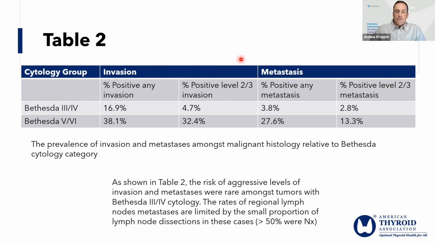For metastases, there was a limitation that most samples did not have dedicated lymph node dissections, and over 50% were designated NX. For Bethesda 5 and 6, as expected, there was a higher proportion of invasion and metastases for any level of invasion or the highest levels of invasion and metastases.